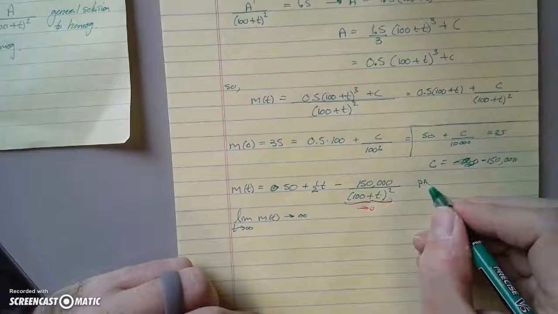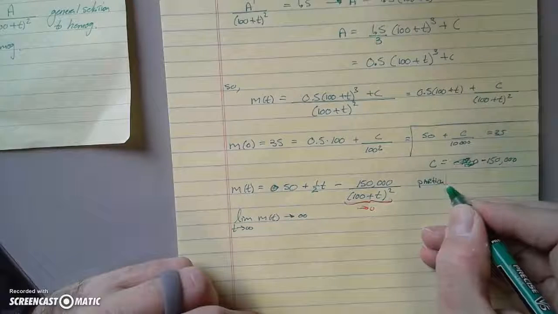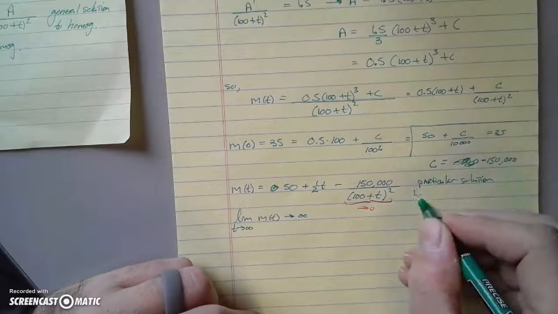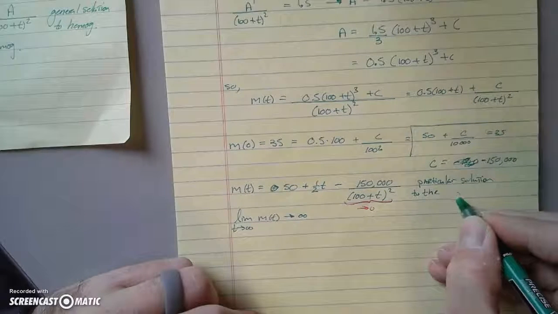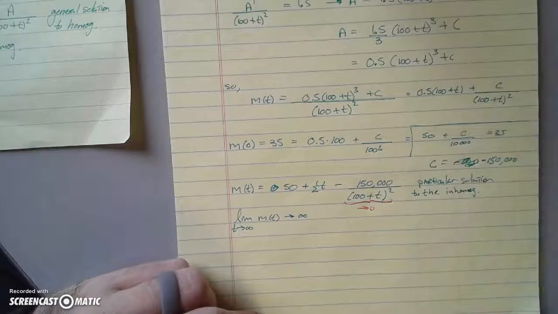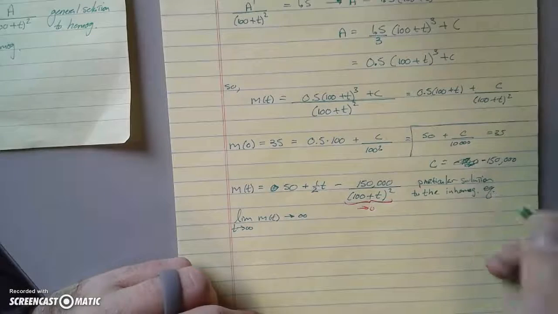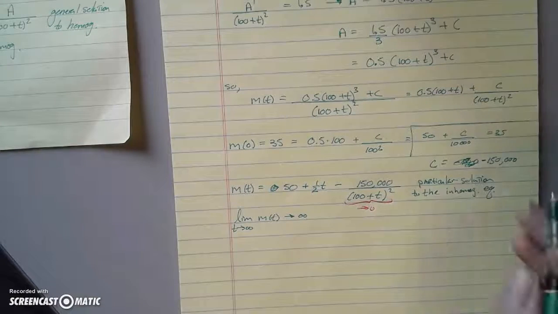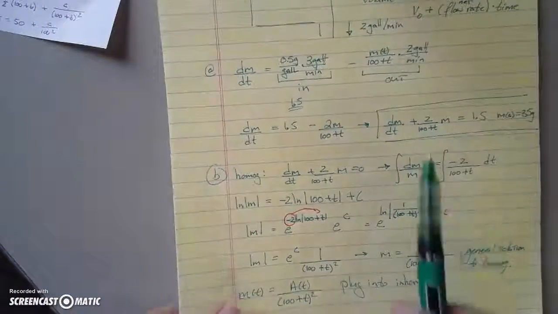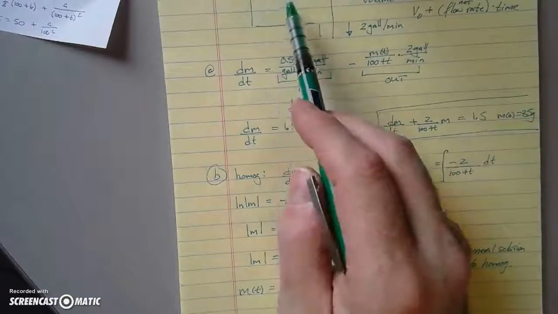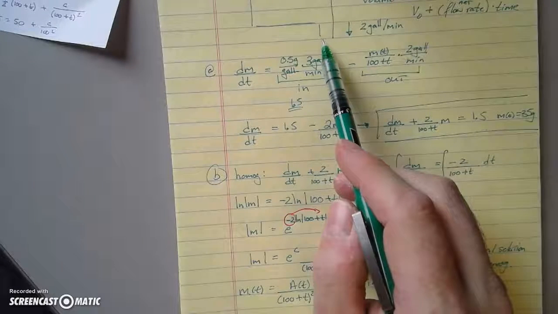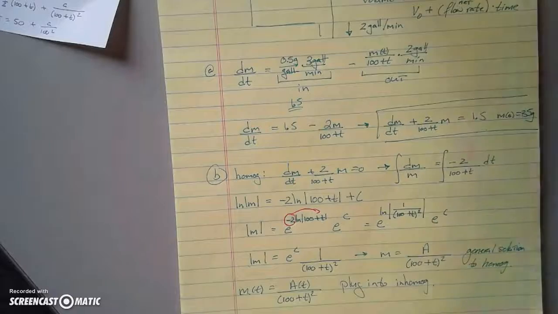Also, FYI, this is our particular solution to the inhomogeneous equation. So, what gives? Why is that the case? Well, let's think about it. We have more water coming in than is coming out.